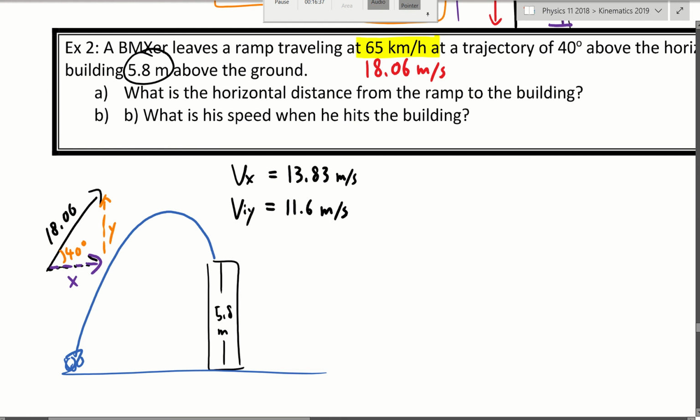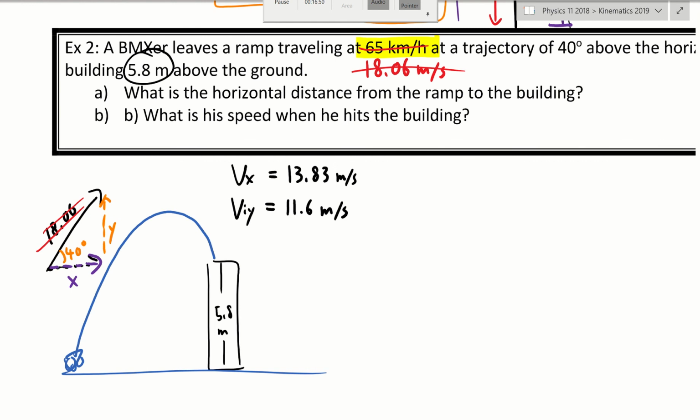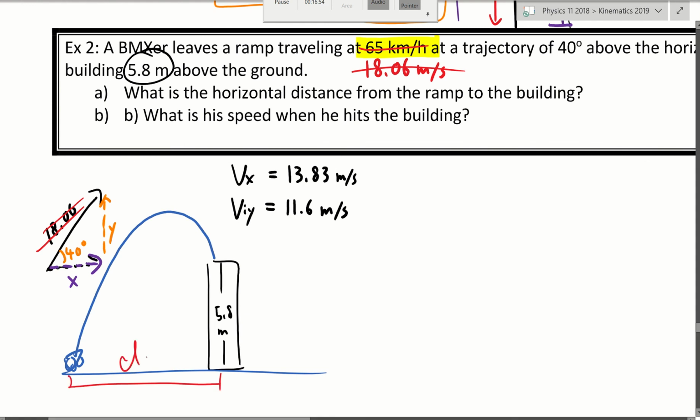Now, from this one on, please don't use the 65. Please don't use the 18. Those numbers are totally not allowed to be touched anymore. Okay, so we only have two initial speeds, one for x, one for y. Okay, so they want us to find the horizontal distance, which is the range of the building.